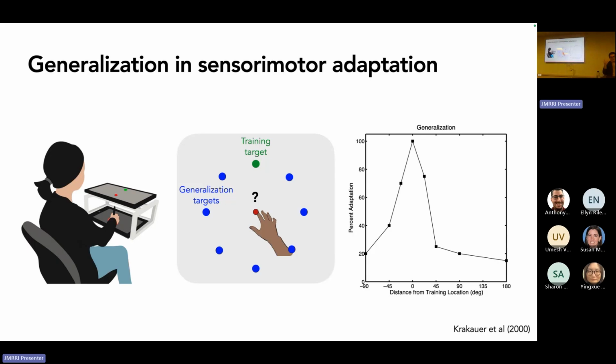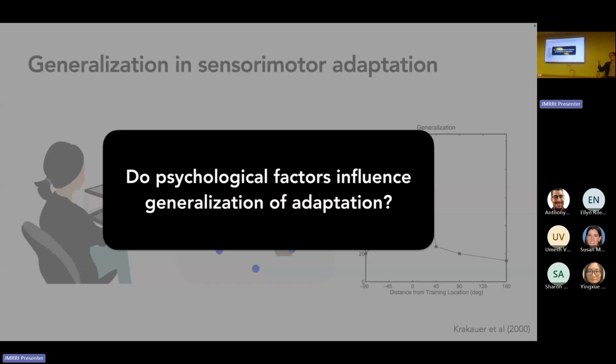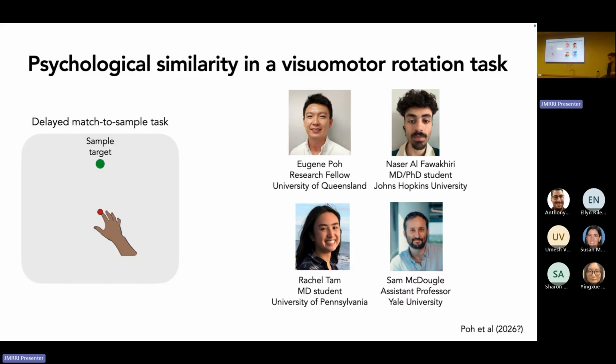So the question here is, are there psychological factors influencing this? The most obvious one is that spatial separation. This started off with work with a former postdoc in the lab, Eugene Poe, and the other people on the team, you might know Sam was on this. We wanted to ask what people were thinking of when they did the task.